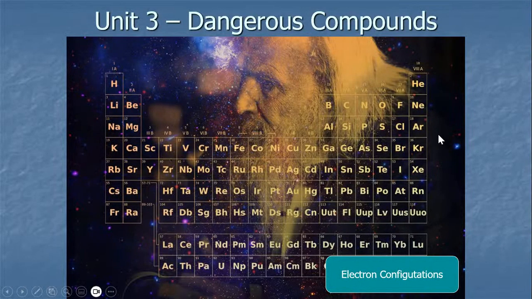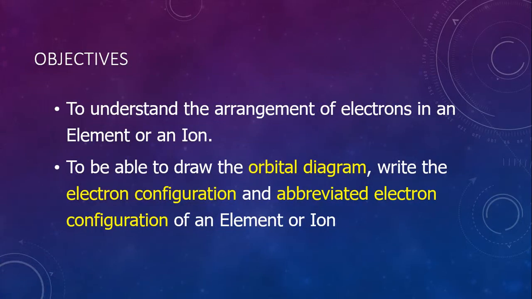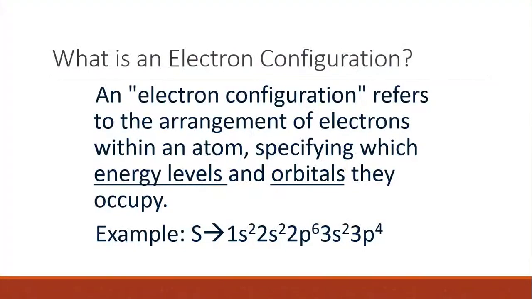We are still in Unit 3, Dangerous Compounds, but now we're on the second half of Lesson number 2, where we deal with electron configurations. So our goal here is to be able to understand the arrangement of electrons in an atom or an ion, and we're also able to draw an orbital diagram, to write an electron configuration, and to write the abbreviated electron configuration, or the shorthand. So what is an electron configuration?